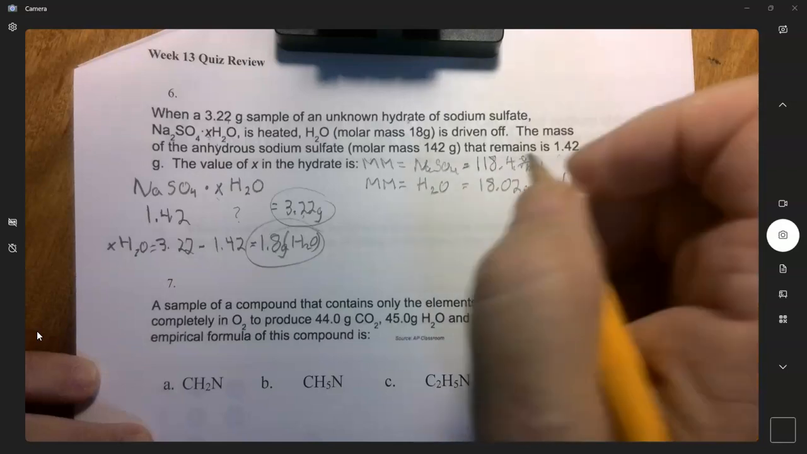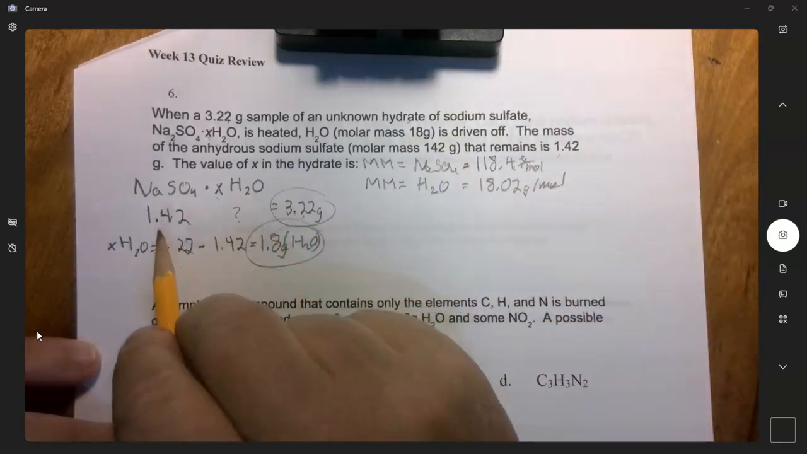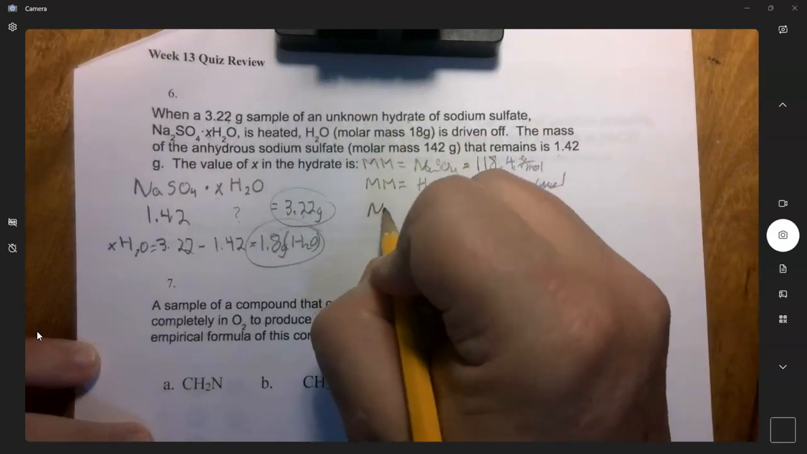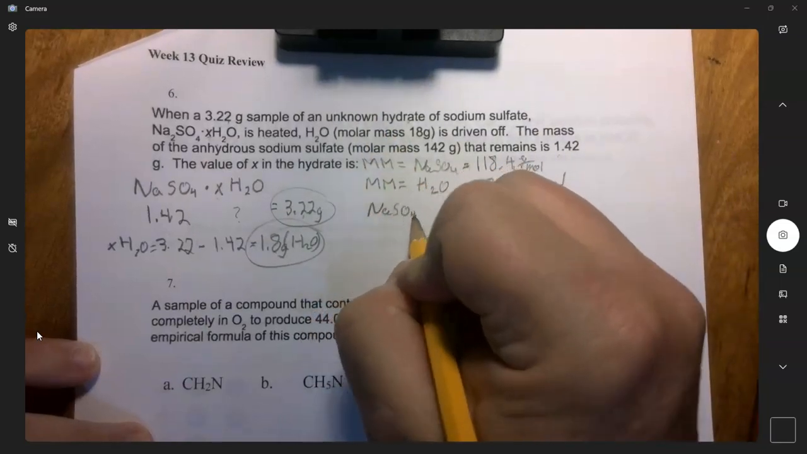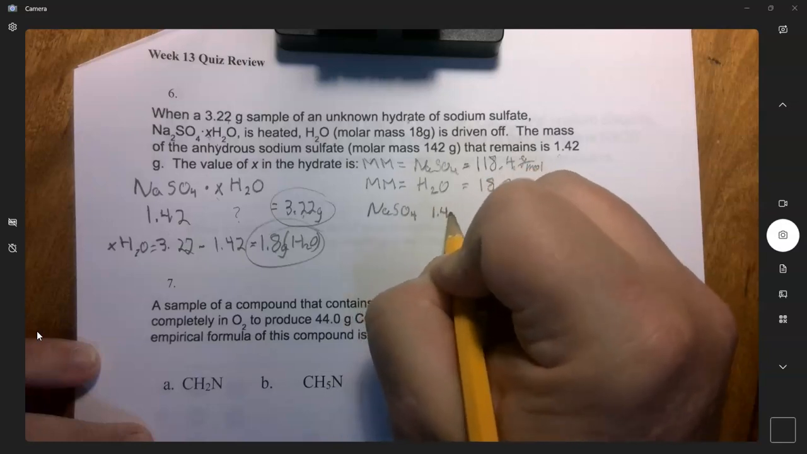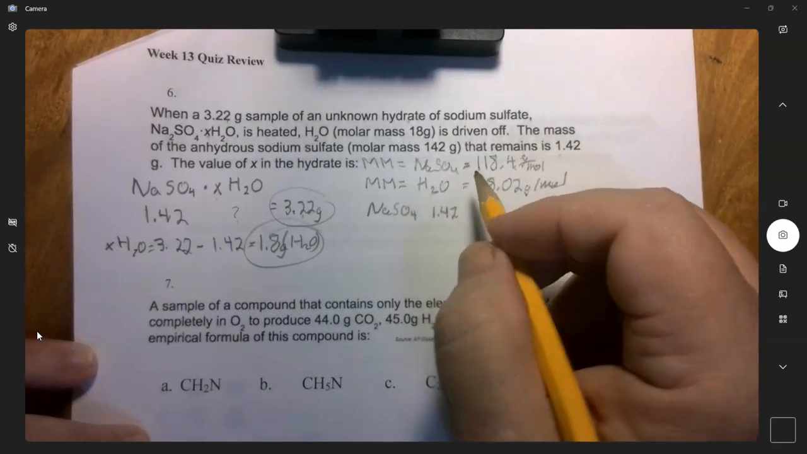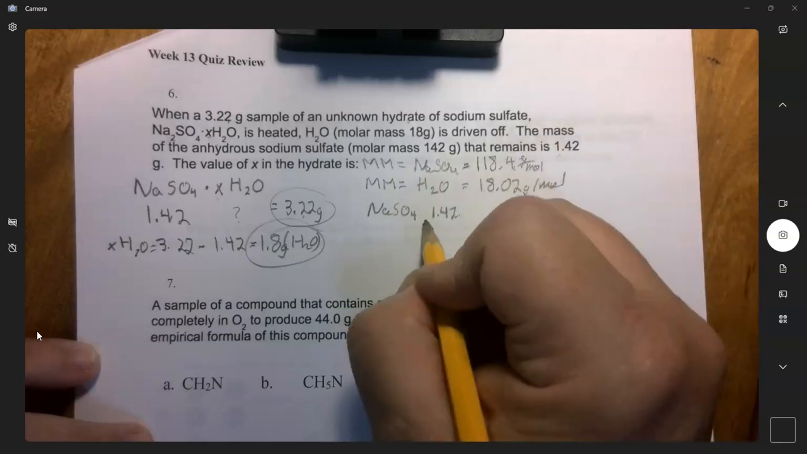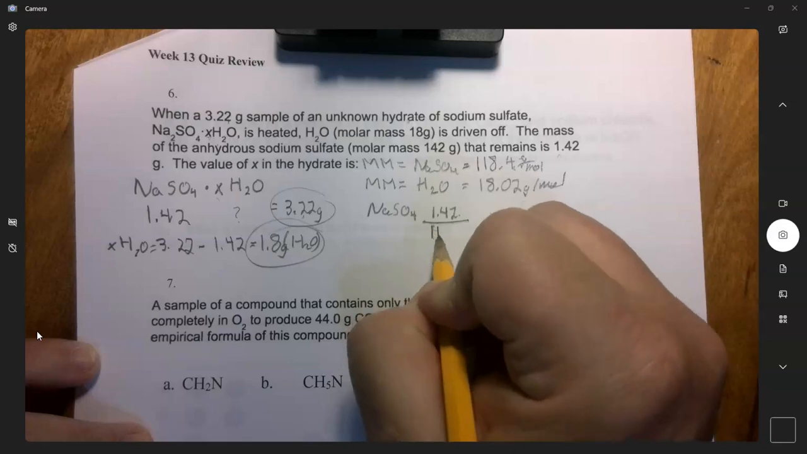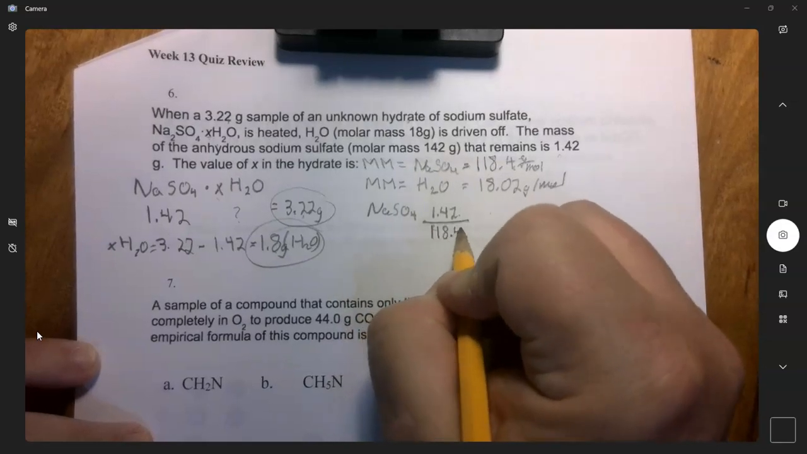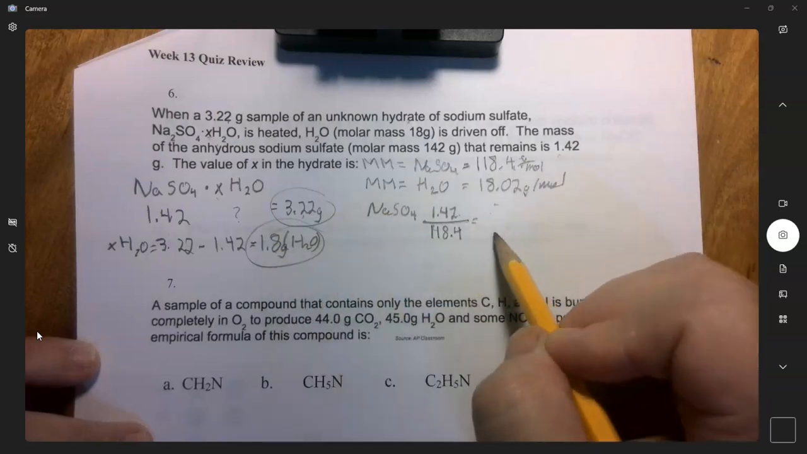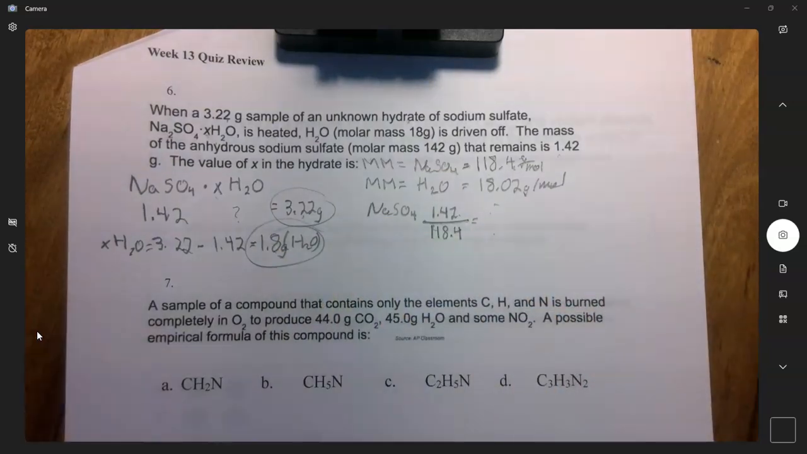Okay, so now we're going to figure out how many moles of each of these we have. We have 1.42 grams of NaSO4. Now I'm going to start using the shortcut. Instead of writing times 1 mole over 118, I'm just going to put it over this. Okay, so a little bit of a shortcut. Before I was writing 1 mole over 18.04. I'm going to go ahead and write it like that.